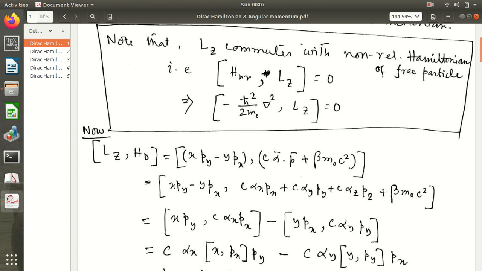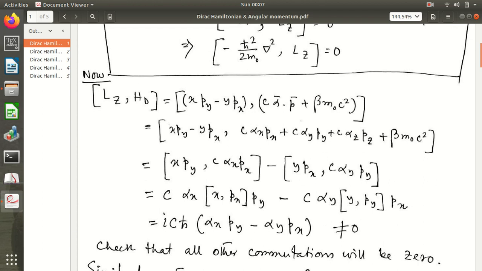So let us now expand the Lz and Hd commutation. We can also do, in an exactly similar way, the Lx and Hd commutation, and the Ly and Hd commutation. Now write Lz as x py minus y px. These are all known things. Just do the calculation. You will have these notes in your hand, you can download them, and just go on calculating as usual. And this is the Dirac Hamiltonian Hd.